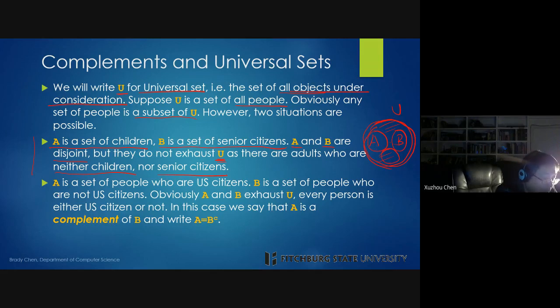And also, if we define the set A as a set of people who are US citizens, and B as a set of people who are not US citizens, and U as a universal set of people, then it's clear that A is a subset of U, right? And B is also a subset of U.